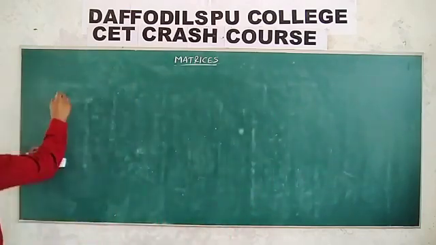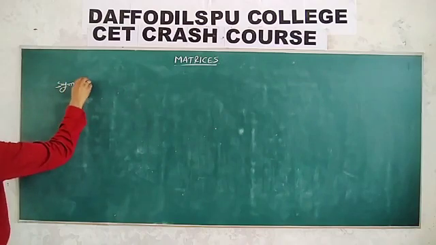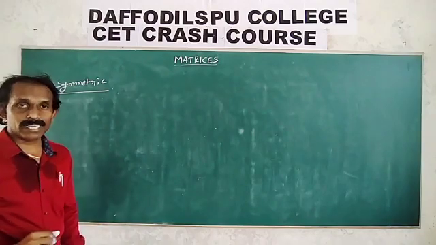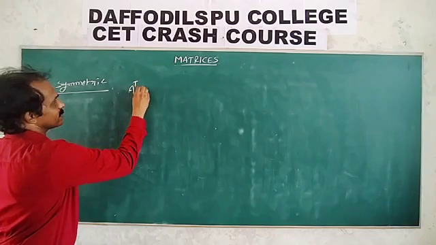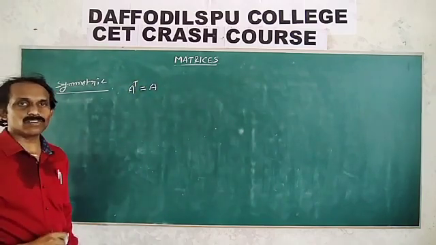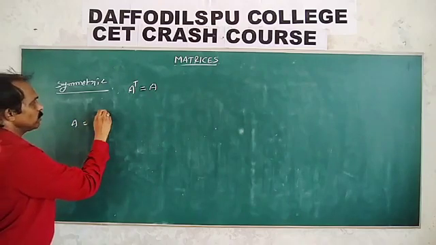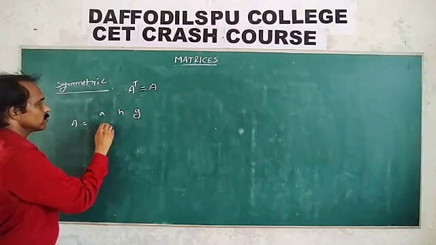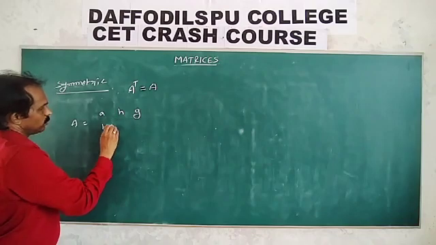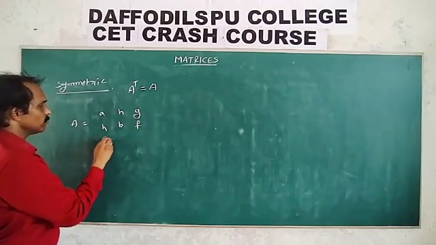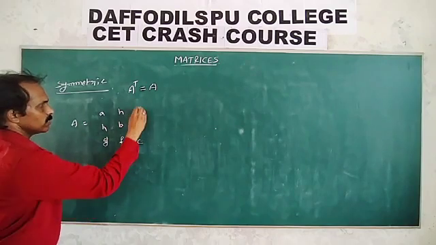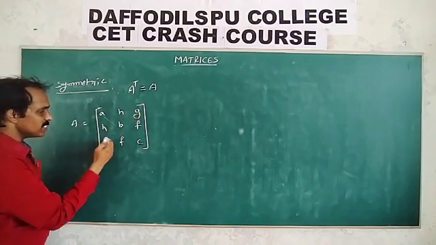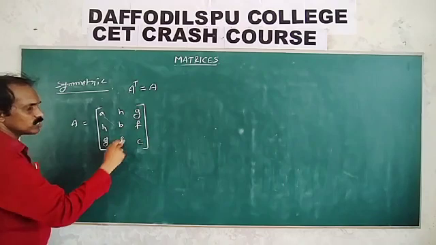Okay, next, symmetric matrix. A matrix is said to be symmetric if A transpose is equal to A. For example, let me take this one: A, H, G in the first row, H, B, F in the second, G, F, C in the third. In a symmetric matrix the diagonal elements stay the same, and H, G, F are symmetric about the diagonal.